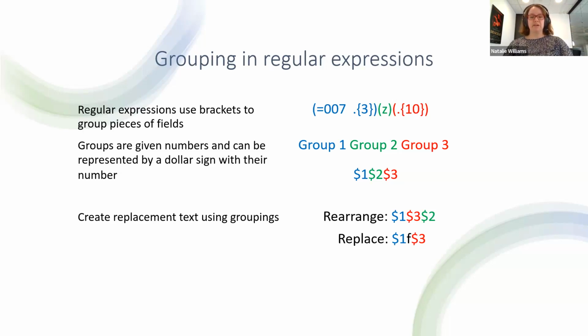Groups are given numbers and can be represented by a $ sign with their number. So when you are using the Find and Replace tool, these group numbers can be used in the replacement text, which will replace any matches on your regular expression. You can rearrange or remove groups in your replacement text, as well as adding in new text.